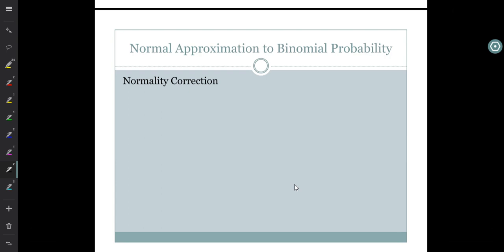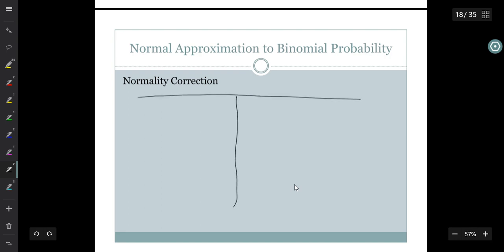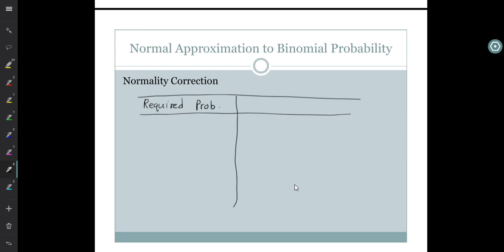Now before we do that, we have to look at something called the normality correction, or the continuity correction. The reason is both binomial and Poisson densities are discrete distributions, but the normal distribution is a continuous distribution. Therefore, when you are approximating a discrete density using a continuous density, you have to apply a continuity correction. Now this is how we do that. Suppose your required probabilities are as follows. These are the required probabilities, and this is how you apply the continuity correction. You have to make sure you apply this whenever you use the normal approximation to either the binomial or Poisson distribution.